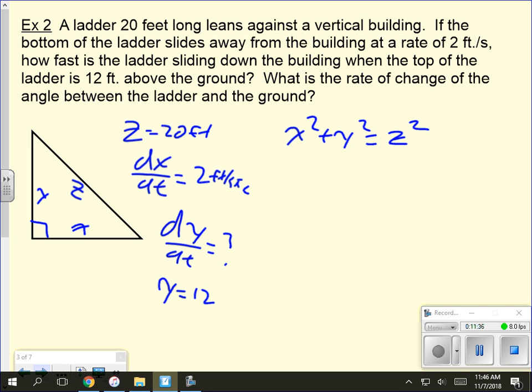So I'm going to take that. I have some information. I have 2 of the sides. One of them is 20. One of them is 12, and its y is 12. And so I need to figure out the third one.